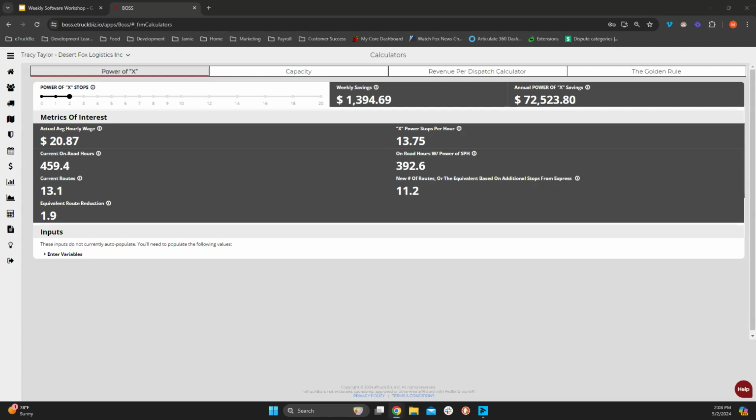The power of X means what happens in my operation if I add 1 stop per hour to each driver. If a driver is able to perform 1 more stop per hour, 2 more stops per hour, how does that affect my operation? So that is what is meant by the power of X.